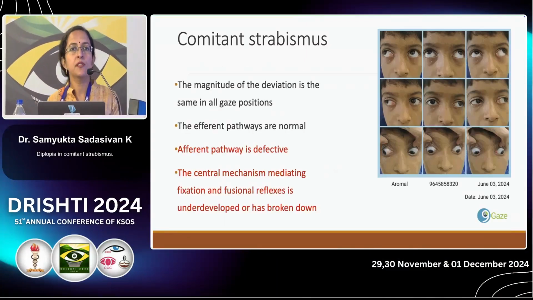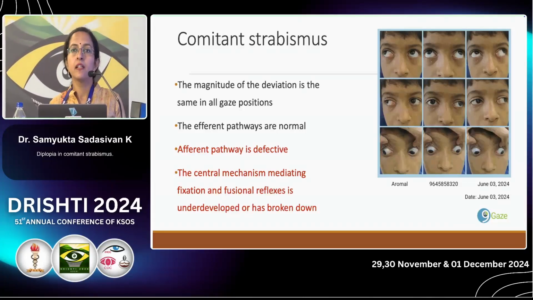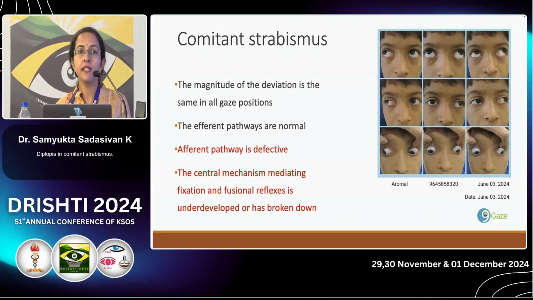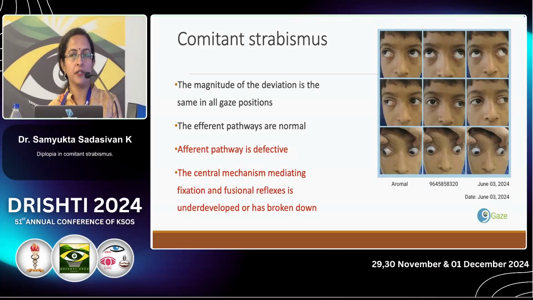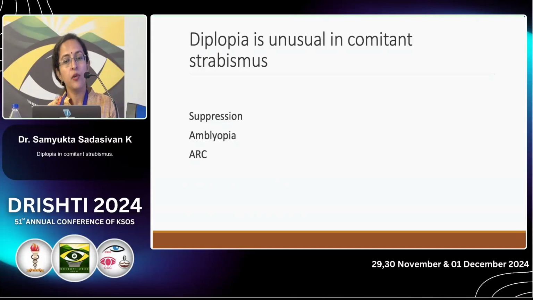So, strabismus which is comitant signifies that the misaligned eyes maintain their abnormal relation to each other in all directions of gaze. When you measure the deviation, the magnitude will be the same in all gaze positions. Here the efferent pathways are essentially normal, and the problem lies in the afferent pathway. The central mechanism mediating fixation and fusional reflexes is either underdeveloped or has broken down. So diplopia is very unusual in comitant strabismus.